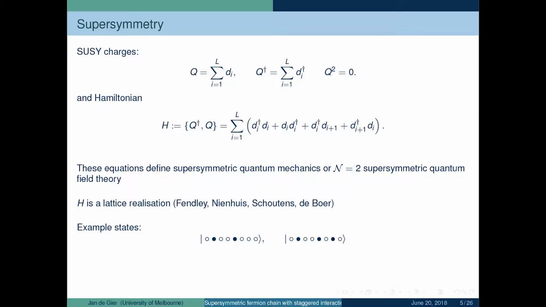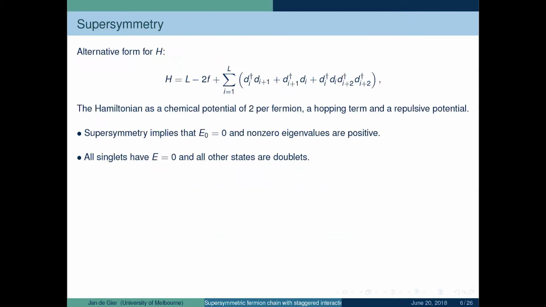So there are some really nice properties of this Hamiltonian. We can write this in a slightly different way. Remember, I had these diagonal terms, and they count the number of fermions. So I can take those out and rewrite this Hamiltonian in the following form: H has a constant, which is the length of the lattice minus 2 times the number of fermions in the sector that I'm looking at, plus a sum over hopping terms, so 2 kinetic terms here, and a quartic interaction term, which is repulsive.